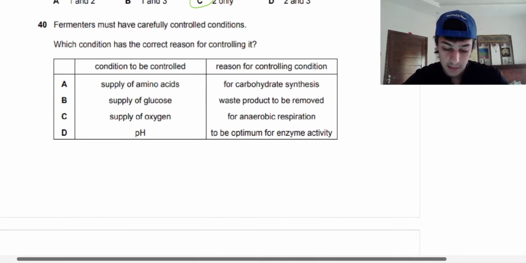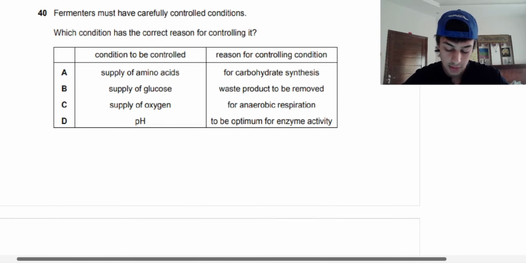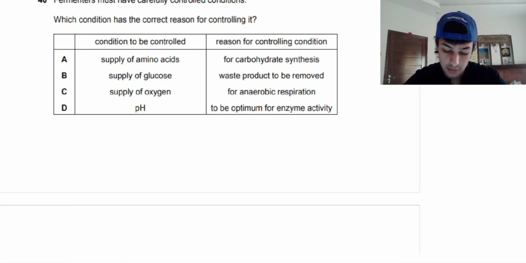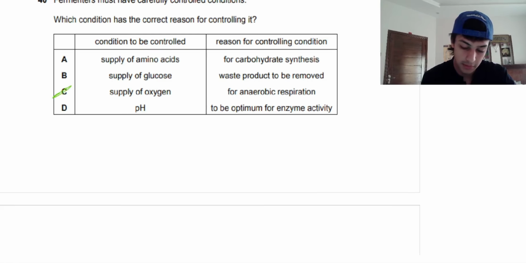Fermenters must have carefully controlled conditions. Which condition has the correct reason? Fermenters need a correct pH to be optimum for enzyme activity. Supply oxygen for anaerobic: this is wrong, because again, oxygen is for aerobic. Glucose, waste products to be removed: that doesn't make sense. Glucose is for anaerobic respiration. Amino acids is for protein synthesis, so it's going to be D.